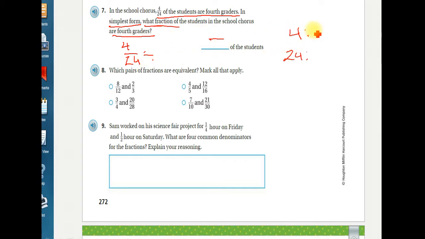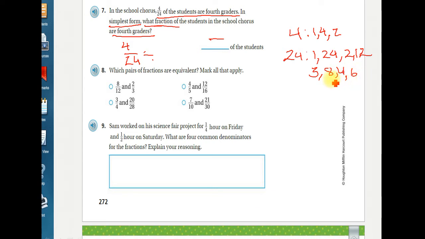So what can I multiply together to get 4? Well, I can do 1 times 4, and I can do 2 times 2. Now again, since it's 2 times 2, I only need to write the 2 one time. Alright, let's look at 24. Well, I can do 1 times 24. I can do 2 times 12. I can do 3 times 8. I can do 4 times what is 24? Oh yeah, 6.